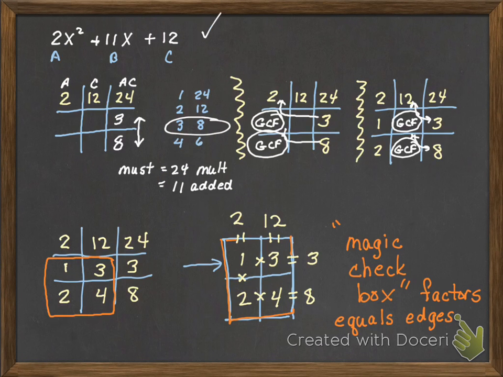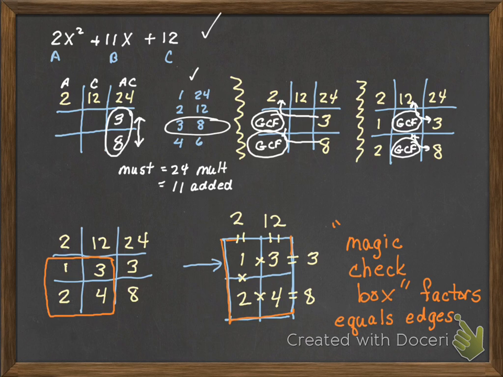We're looking at 2x squared plus 11x plus 12, and you remind the students that A is 2, B is 11, and 12 is C. And you load it in the tic-tac-toe grid. 2, 12, and the AC is 24. Now I want factors of 24 whose sum is equal to B, which is 11. And of course that would be 3 and 8. So I load those two right in here on the tic-tac-toe grid.